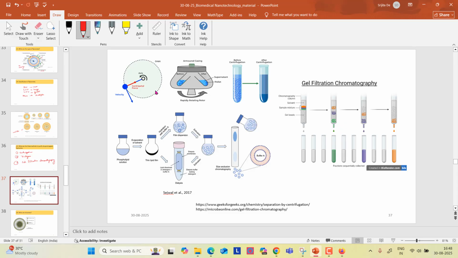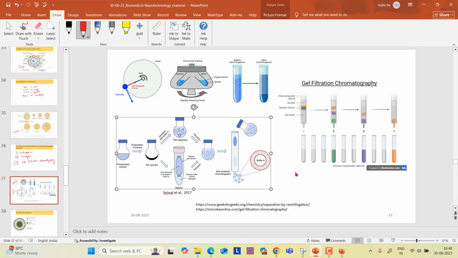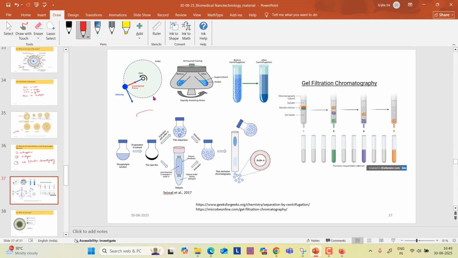So you can see here, the first one is centrifugation. You can see that it is rotating at a particular RPM. Centripetal force is being applied. The particle is moving following this radial path, right? And this has an axis at the bottom. If you consider a side view of this, suppose there is an axis, and it is rotating in this direction at a very fast RPM.